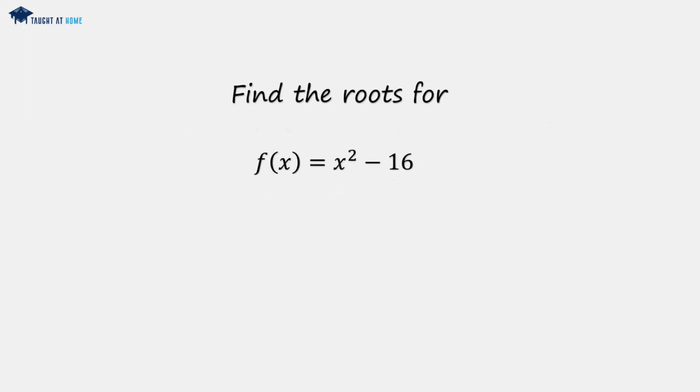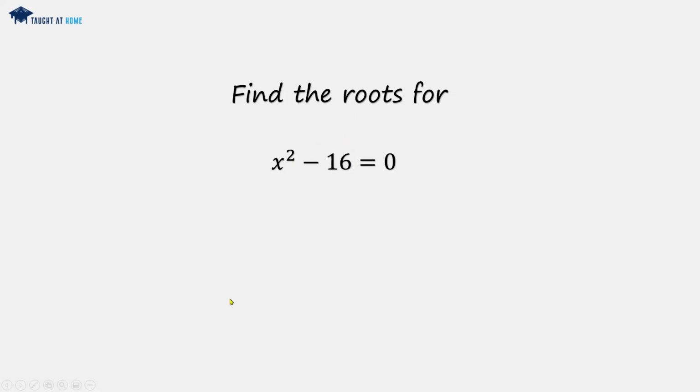Example 1. Find the roots for f(x) = x² − 16. We're going to set f(x) equal to 0, and I'll just shift the 0 to the right hand side of the equal sign. What we have now is a difference of two squares. We've got x squared minus a square number.